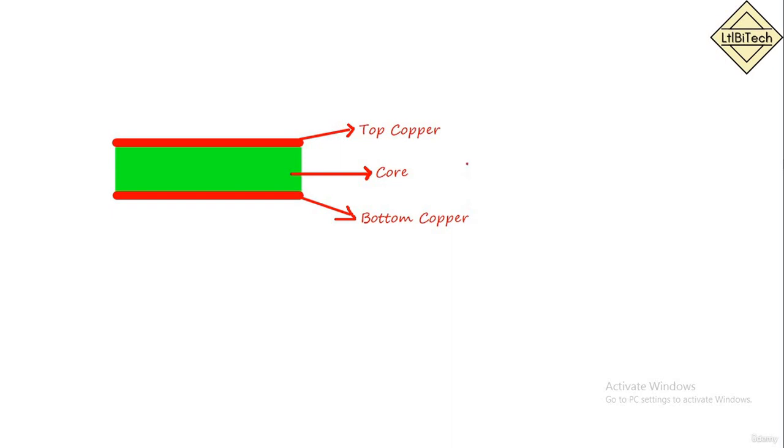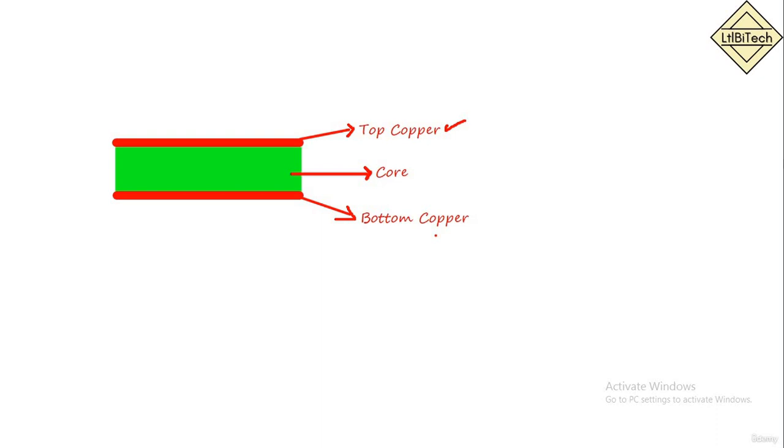The first component is the copper, which is used to conduct electricity, and the second one is the core material, which is used to separate the two copper layers, top and bottom. Once it separates the two copper layers, it is also used to give mechanical support to the electronic components. Below that we also have another copper layer, the bottom copper, which is used for circuit printing on the bottom layer of the PCB. So these are the basic building blocks of a two-layer PCB.